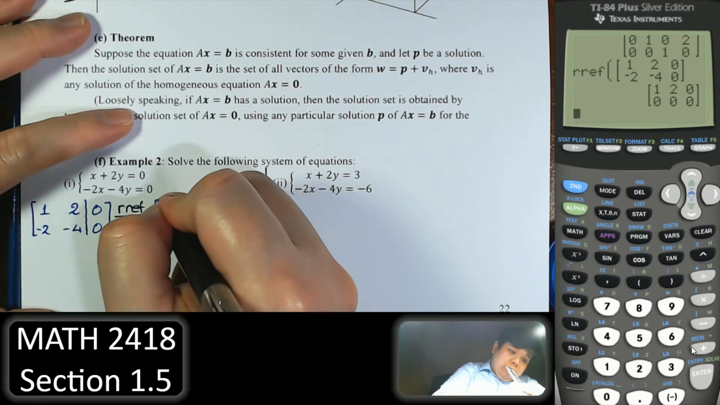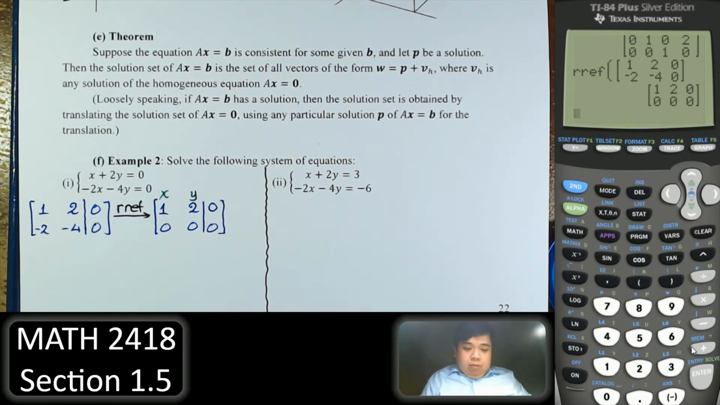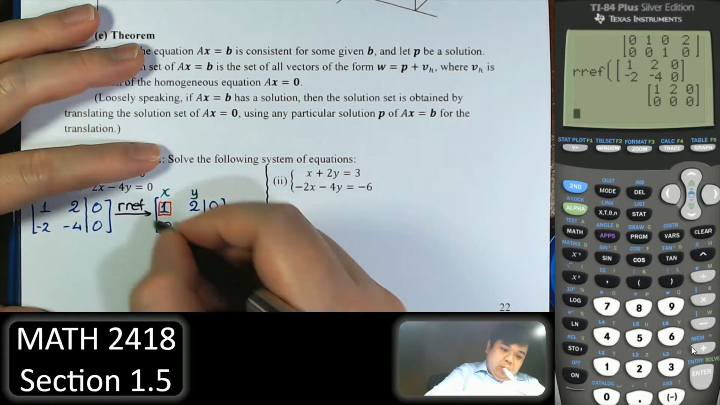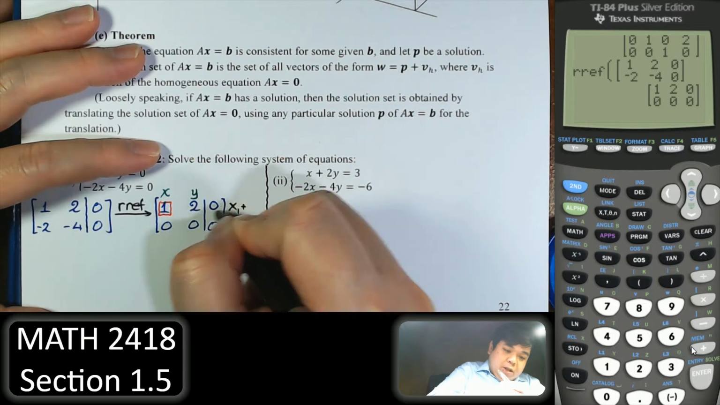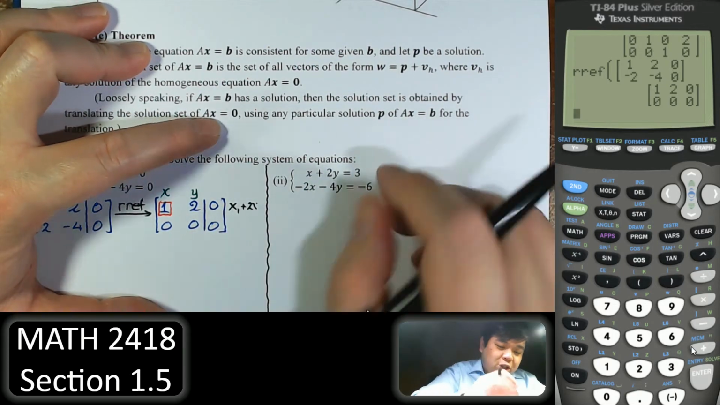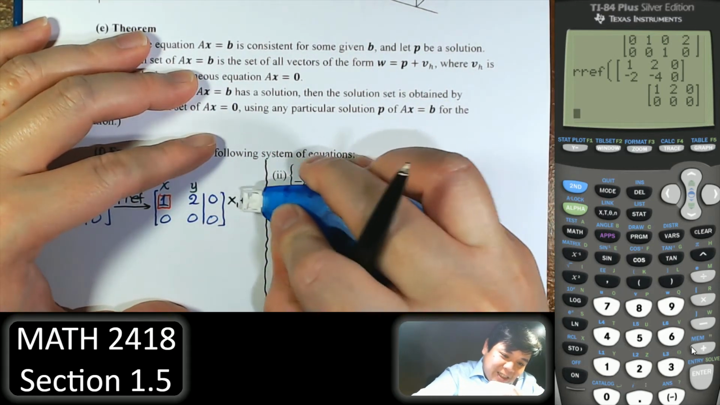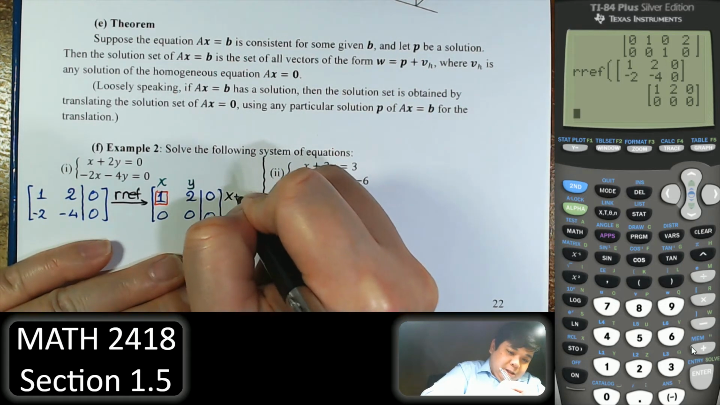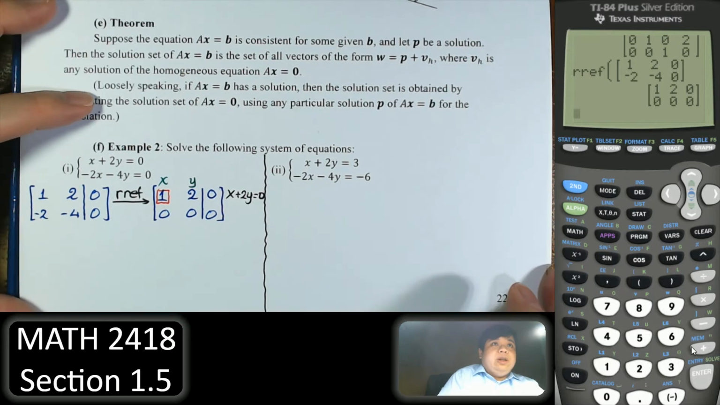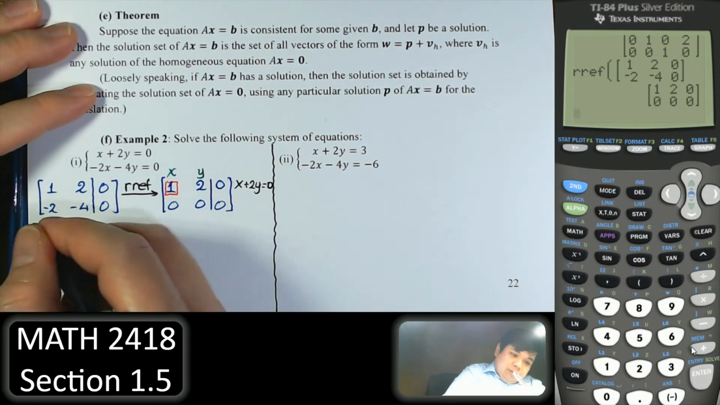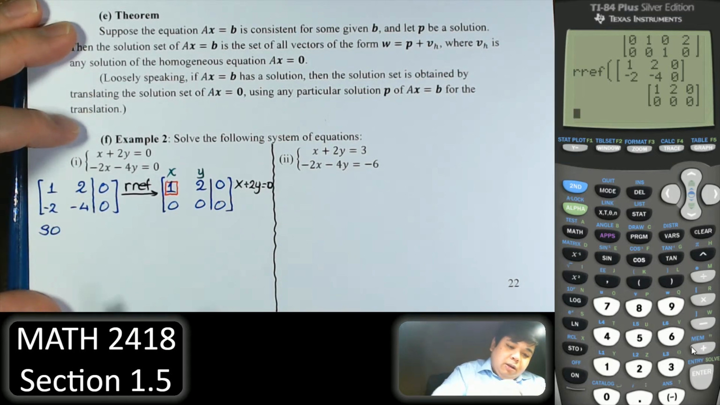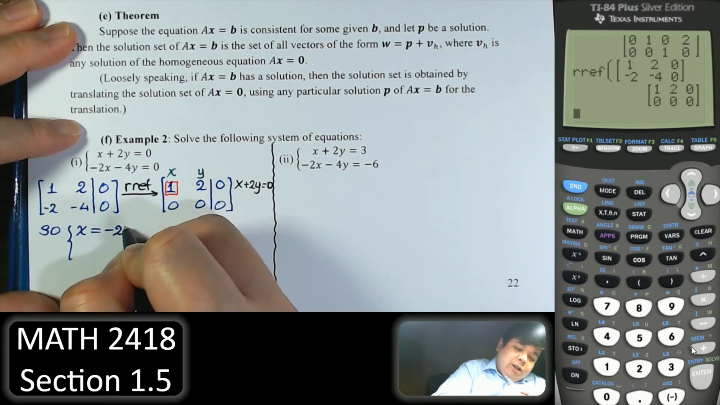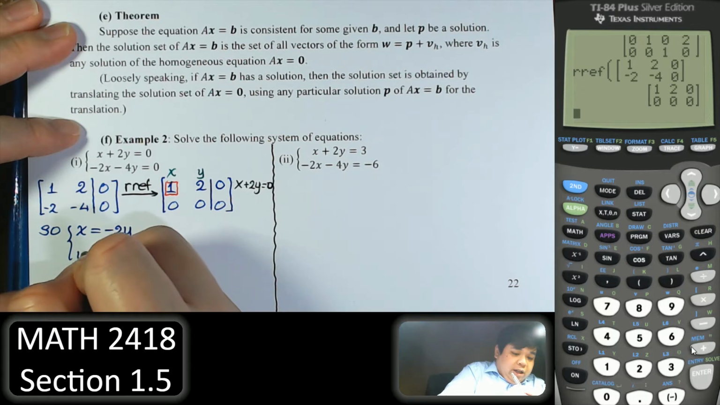This one we do have the variables, so we have x and y. x is basic, y is free. So the solution, we can write this: x plus 2y equal to 0. So the solution can be written as x, we move the 2y to the other side, x equals negative 2y, and then y is arbitrary.